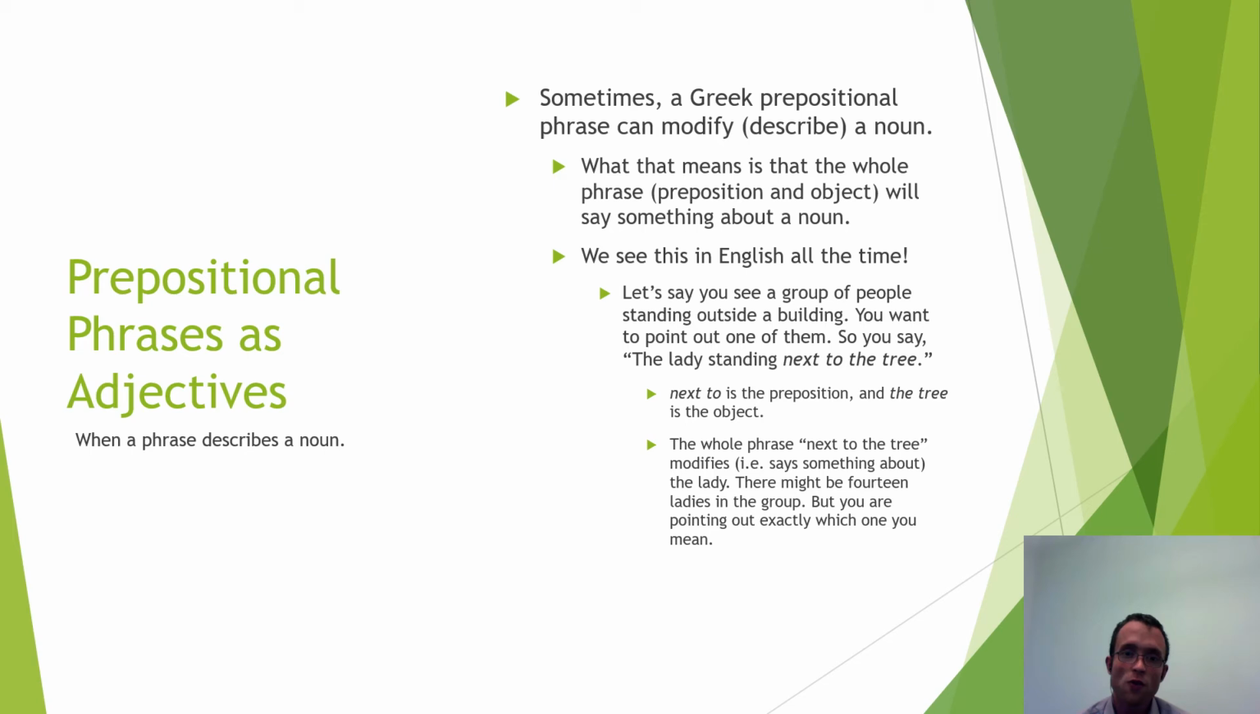Let's say, for instance, you see a group of people standing outside a building and you want to point out one of them. So you say, the lady standing next to the tree. Next to is the preposition and the tree is the object. The whole phrase, next to the tree, modifies or says something about the lady. There might be 14 ladies in a group of 28 people, but you are pointing out exactly which lady you mean. Which lady? That lady, the lady standing next to the tree. Hopefully that makes sense. And again, in Greek, it's exactly the same function.